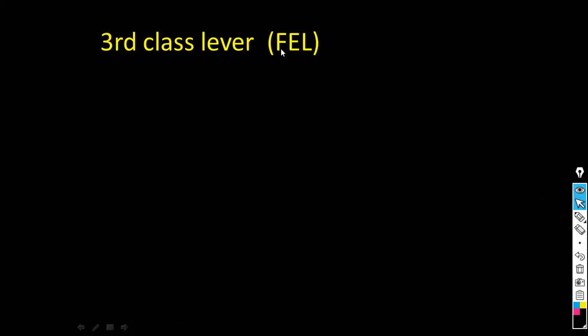Now the third class lever, we have FEL, fulcrum, effort, and then load. So let's draw it very quickly. We have fulcrum, then effort, and then the load. Like so.